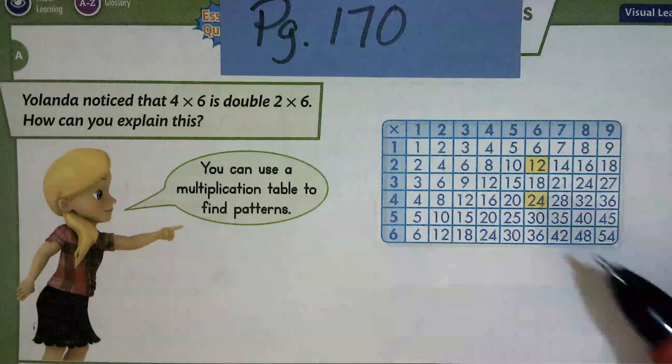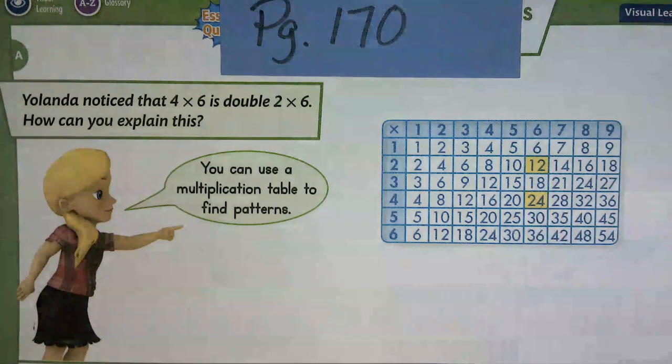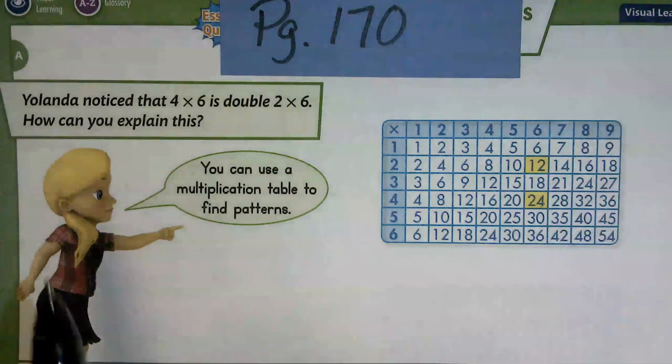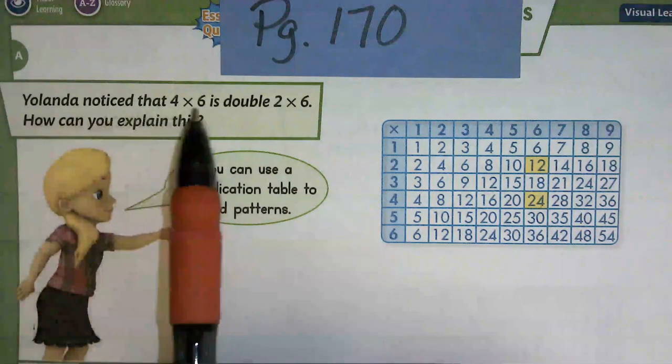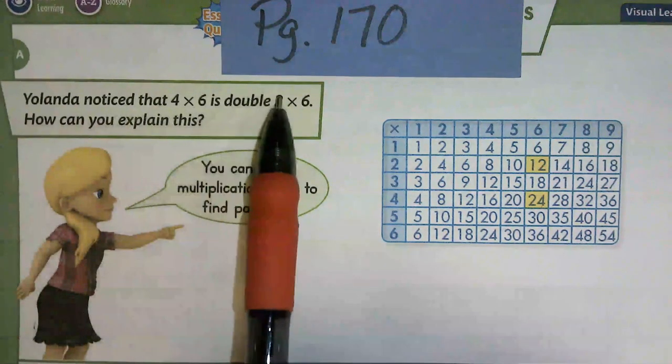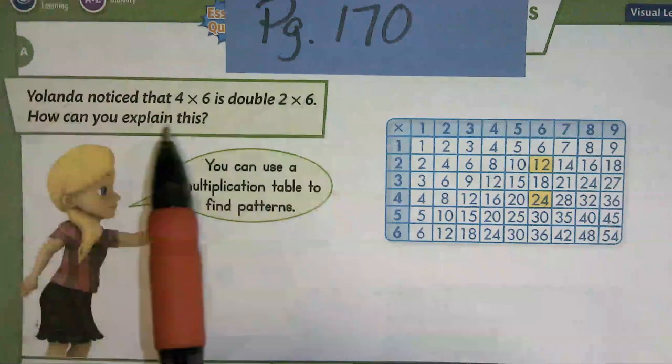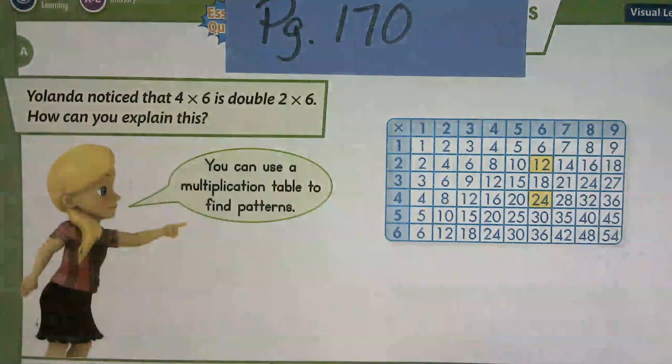So here we are on page 170. If you're not there, pause the video and get there now. It says, Yolanda noticed that 4 times 6 is double 2 times 6. How can you explain this? And then it says you can use a multiplication table to find patterns.